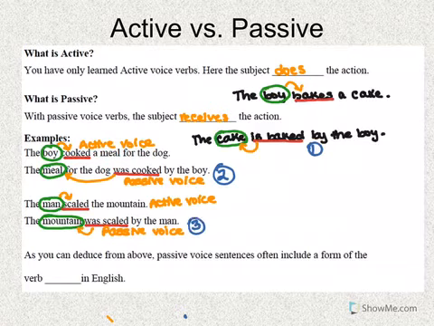Now let's look at all three of these sentences to fill in the blank. As you can deduce from above, passive voice sentences often include a form of the verb blank in English. Try and figure it out on your own. All right, if you guessed the form of the verb to be, then you are correct. In sentence 1, we have is. In sentence 2, we have was. And we have was again for sentence 3.